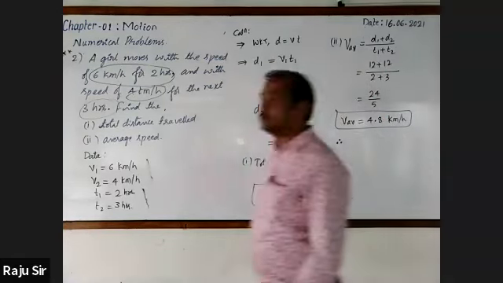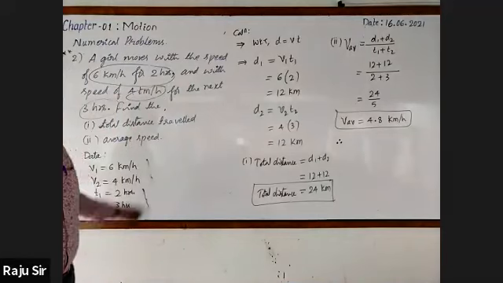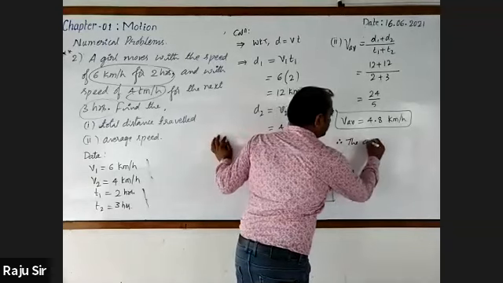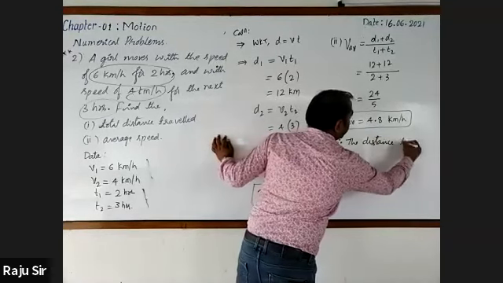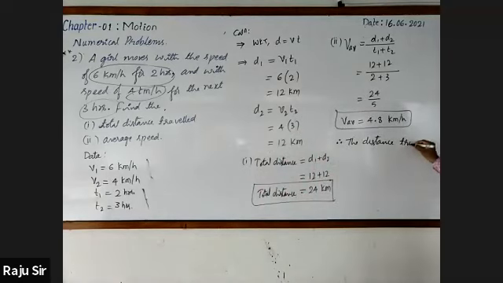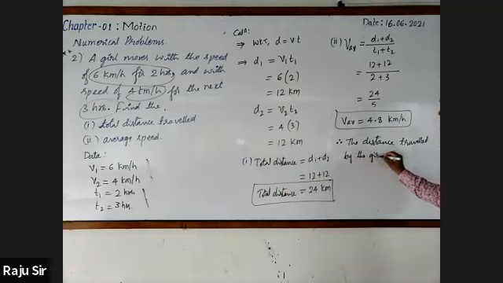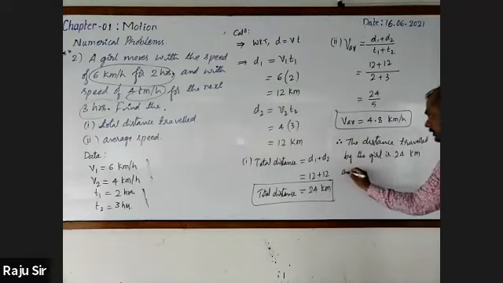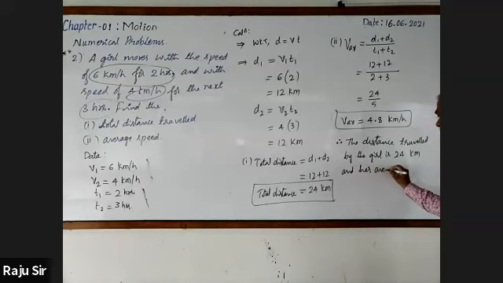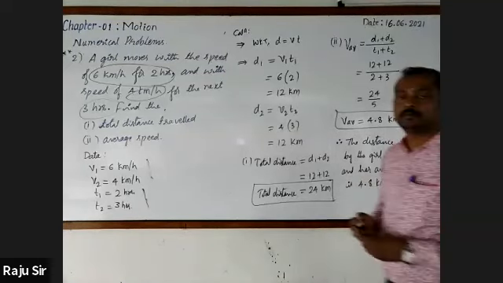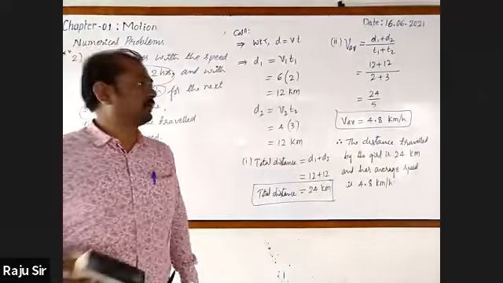At last, we may write the conclusion. Therefore, the distance traveled by the girl is 24 km, and average speed is 4.8 km/h.